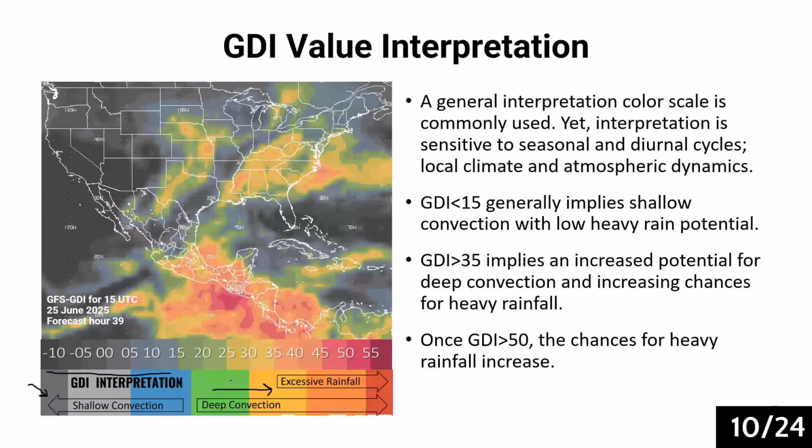So you may get a couple of deep convective cells embedded in a field of shallow convection. But once you start getting oranges and reds, meaning the GDI is higher than 35 or 40, then your chances for deep convection are much, much higher. You get a very high chance for deep convection, and you can even develop a potential for heavy rainfall.